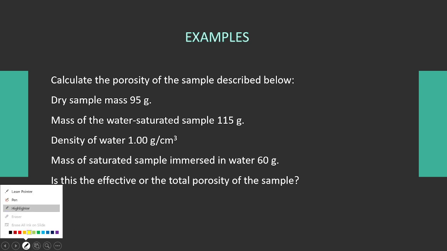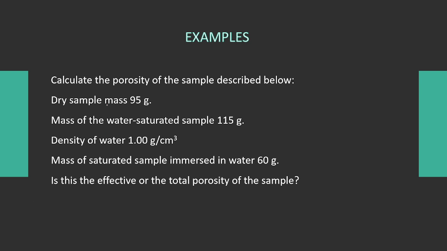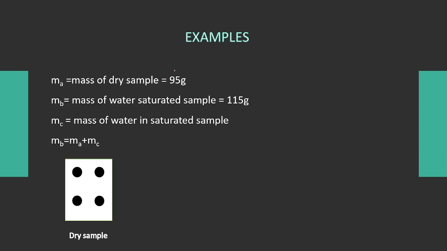But before we even get into that, we are being told to find the porosity of the sample. And remember that we said that the porosity, right, was equal to the volume of the pores divided by the total volume of the sample. So it means that to be able to solve this question, we need to find the volume of the pores and then the total volume of the sample. And all this data is going to help us with that. So the mass of the dry sample that was given to us was 95 grams. The mass of the water saturated sample was 115 grams.